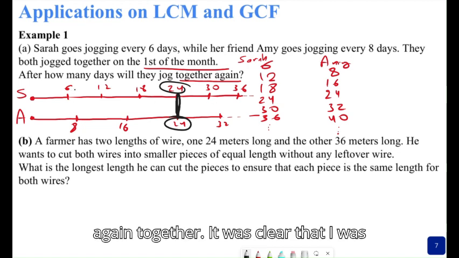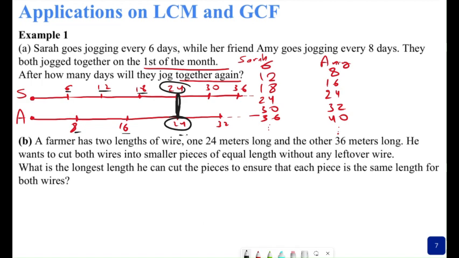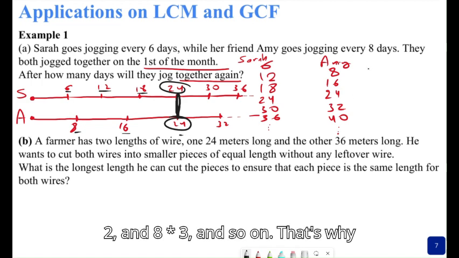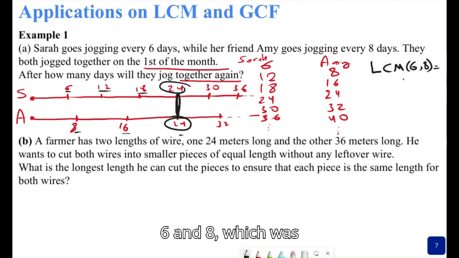It was clear that I was doing multiples: 6 times 1, 6 times 2, 6 times 3, 8 times 1, 8 times 2, and 8 times 3, and so on. That's why I was finding the LCM of 6 and 8, which was 24.